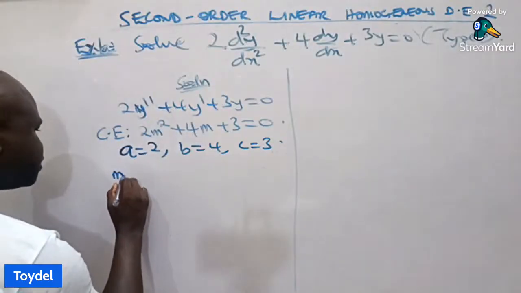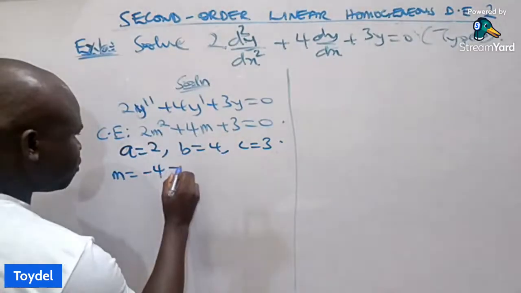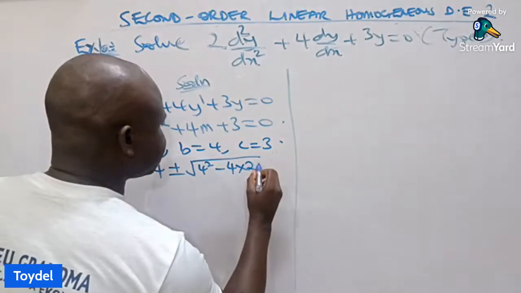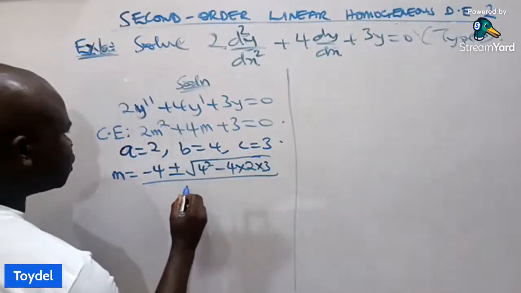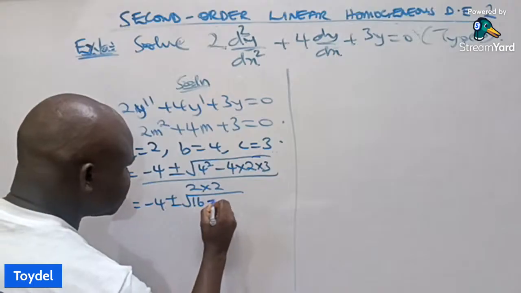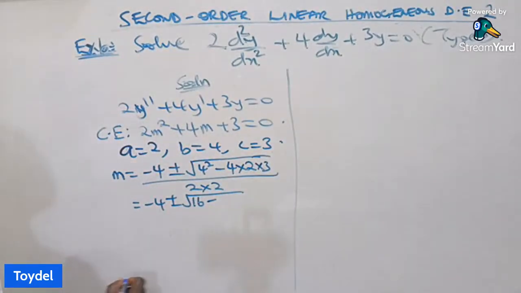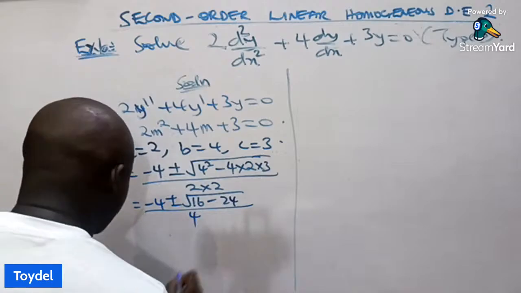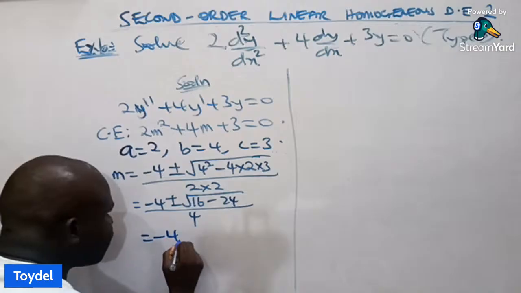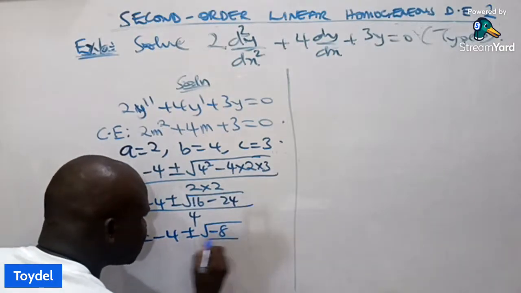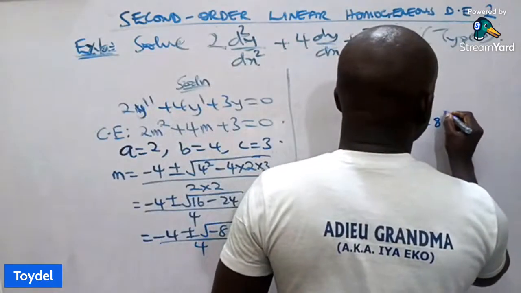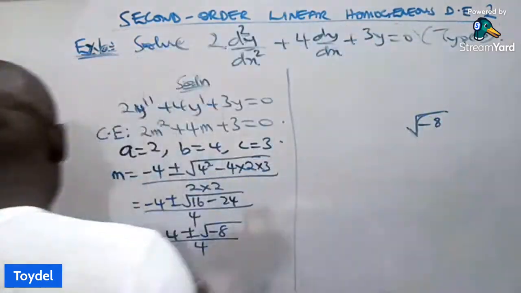We now say that m is equal to minus b plus or minus square root of b squared, that's 4 squared, minus 4ac, that's 4 times 2 times 3, all over 2a, 2 times 2. Here we have minus 4 plus or minus square root of 16 minus 24, all over 4. So this is the same thing as minus 4 plus or minus square root of minus 8 all over 4. Since we have a minus in the square root, the square root of minus 8 is not real, it's complex.